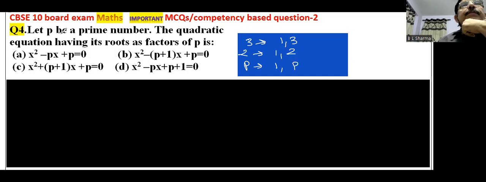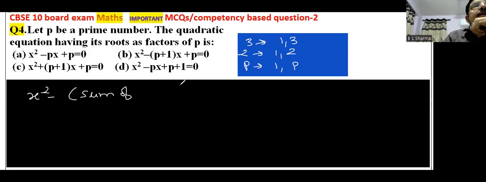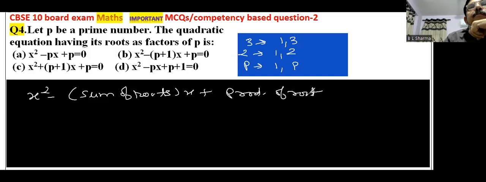Let p be a prime number, और जो इसके रूट्स हैं वो रूट्स इसके कौन कौन से होंगे, एक तो होगा p और एक होगा 1. So we can write here, therefore we have the equation x square minus sum of roots into x plus product of roots that is equal to 0. It is similarly to the quadratic polynomial. ये quadratic polynomial का भी equation हो सकता है.